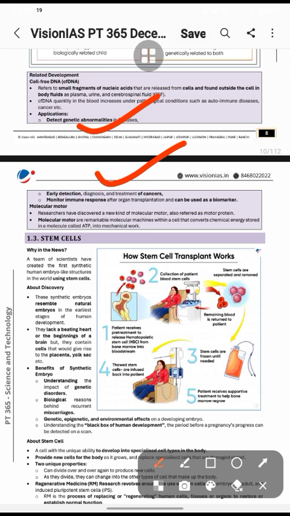hematopoietic stem cells from bone marrow into the bloodstream. Stem cells are then infused back into the patient. Collection of the patient's blood cells. Stem cells are separated and removed. The remaining blood is returned to the patient, and the stem cells are frozen. Now the patient receives supportive treatment.